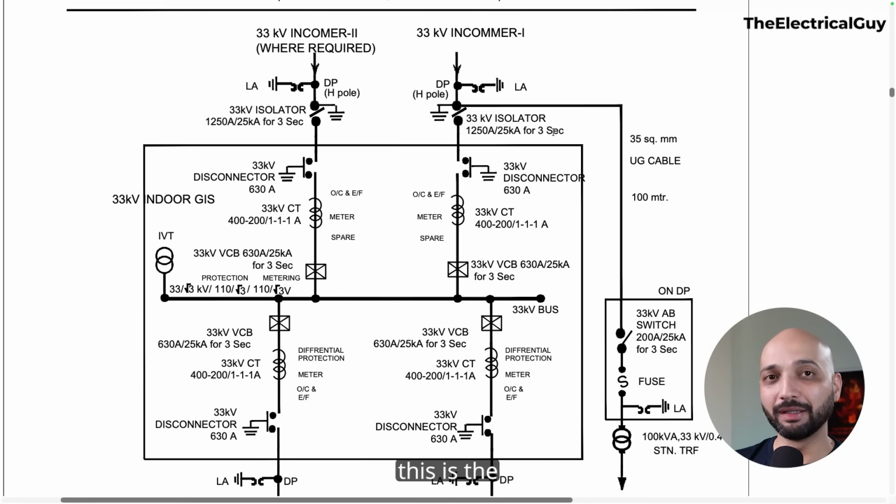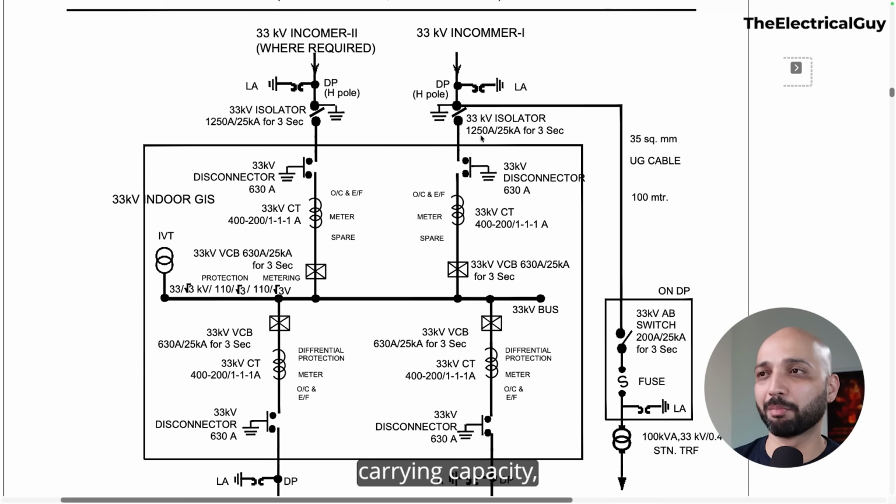Please note, this is the short circuit current carrying capacity of the isolator. It's not the breaking current, because an isolator is an off-load device. They do not have any capability of breaking any sort of current. So it's just the current carrying capacity that is mentioned. The 1250 amps and 25 kiloampere for 3 seconds is the current carrying capacity, and it is connected to earth for sure.